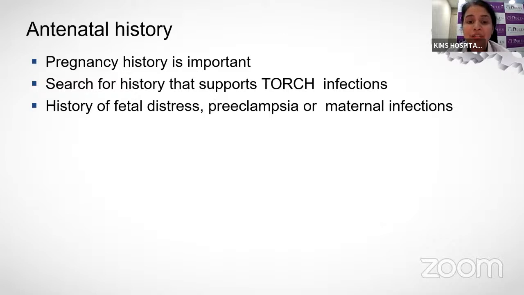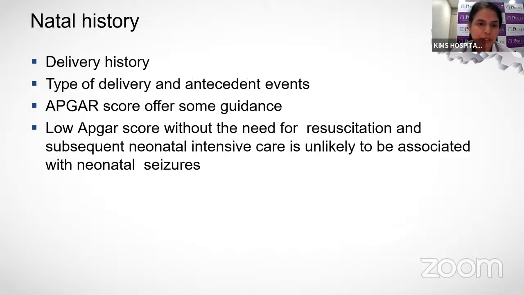The presence of fetal distress, particularly fetal bradycardia or fetal tachycardia, or absence of fetal heart rate variability, and the presence of maternal morbidities like preeclampsia and maternal infections may be valuable clues for understanding what could be the likely etiology. So the presence of fetal distress may be an important pointer towards hypoxia as a possible etiology of seizures.